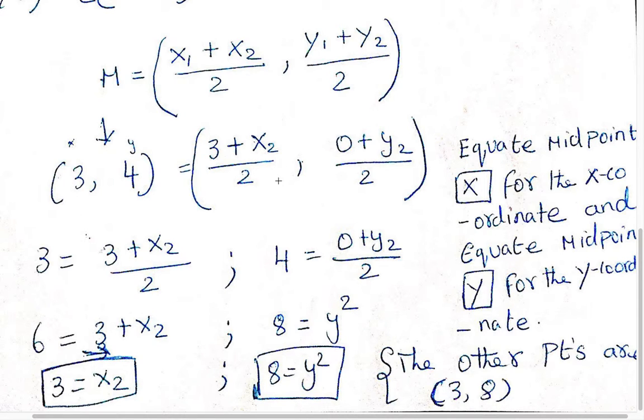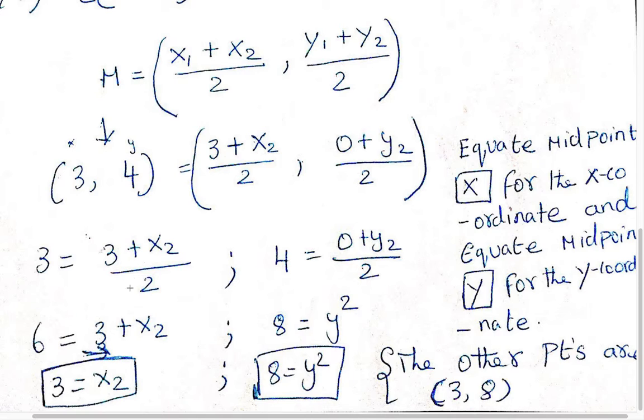I'm going to equate all of my x to my x and equate all of my y to my y point. That's my midpoint. So that's what I proceeded to do. 3 equal to (3 plus x2) over 2. And I did the same thing for y.